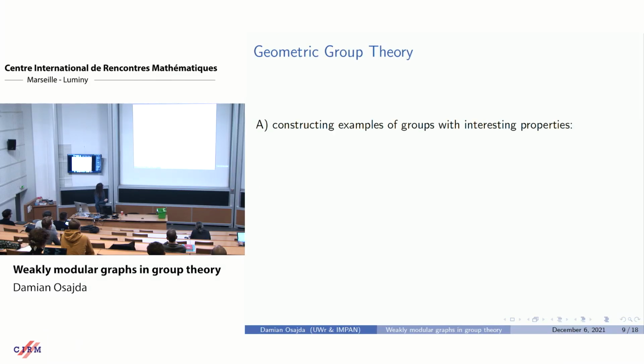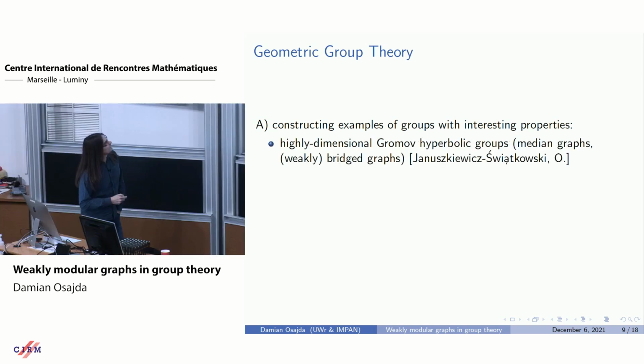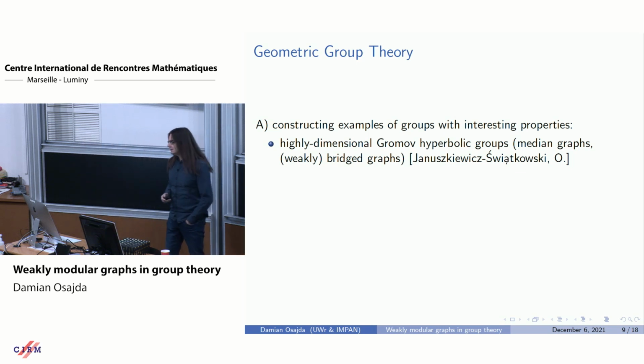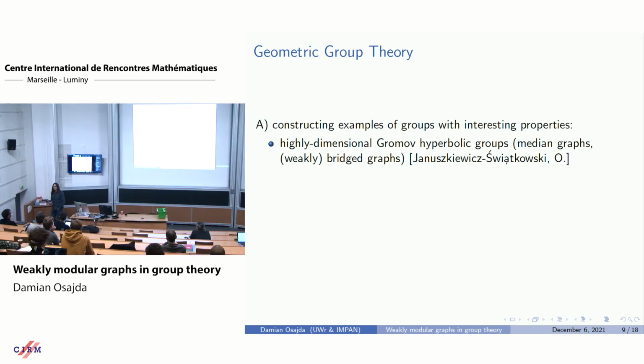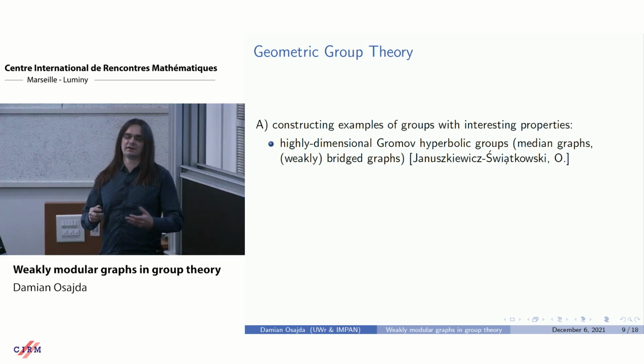So here are examples. This is a very egocentric list, of course. Here is what kind of groups we were able to construct using tools from graph theory. Highly dimensional Gromov hyperbolic groups. Such groups existed, but not in some cases, for example for Coxeter groups. Then Tadeusz Januszkiewicz and Jacek Świątkowski from Wrocław constructed such groups using bridged graphs. Actually, they reinvented them and called the associated complexes systolic complexes.